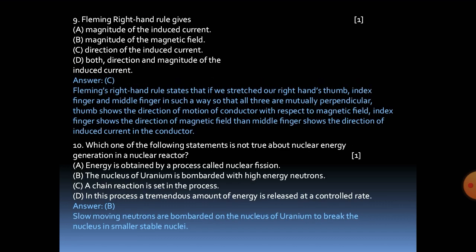The 9th question is, Fleming's right hand rule gives: option A, magnitude of the induced current; option B, magnitude of the magnetic field; option C, direction of the induced current; option D, both direction and magnitude of the induced current. So the correct option will be option C.